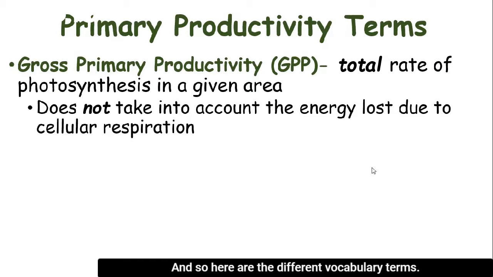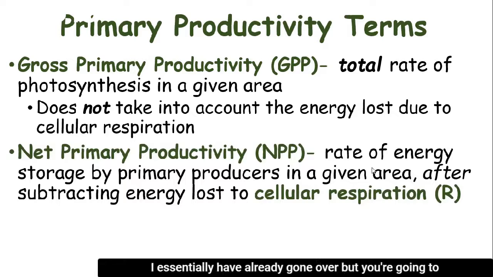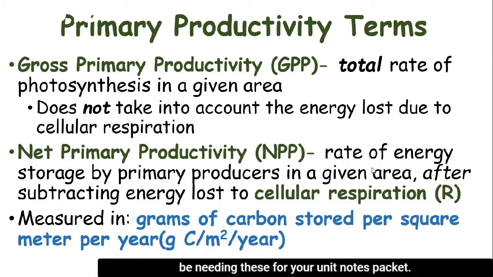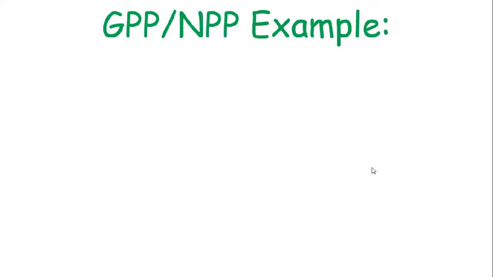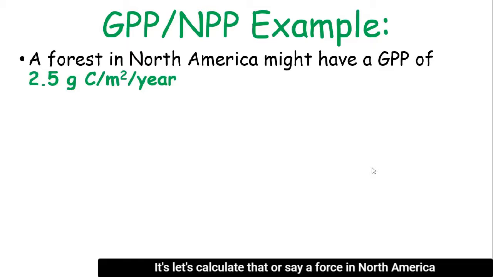And so, here are the different vocabulary terms I essentially have already gone over, but you're going to be needing these for your unit notes packet. And so let's calculate that. Let's say a forest in North America has a GPP, a gross productivity of 2.5 grams of carbon per meter square of forest per year.